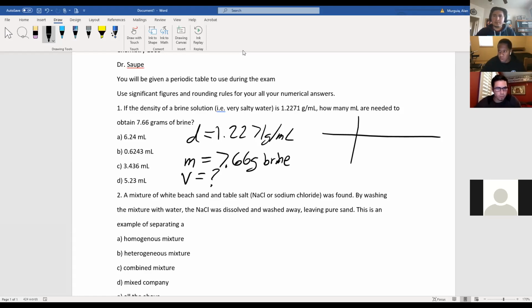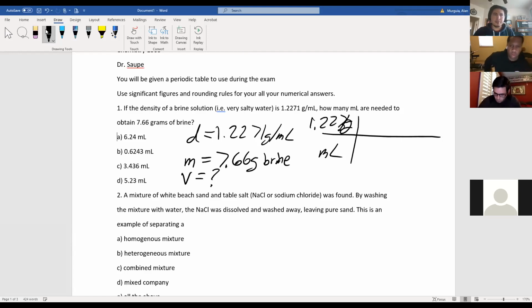1.227 grams. If I put my 1.227 grams, remember this is grams per milliliter. So for this number of grams, I have 1 milliliter. So it's an invisible 1 right there, right? If I have grams here, then I would have milliliters here. Is there a 1 after the 7? Oh yes, there is a 1 after this.